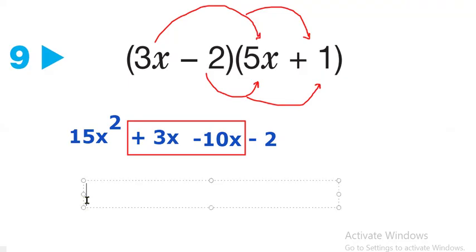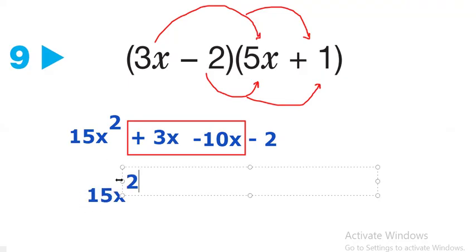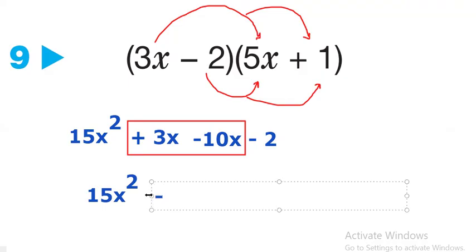So the final answer will be 15x power of 2, which is the same. And then 3x minus 10x is going to be negative 7x. And then negative 2 will be the same because we don't have like terms with it. So the final answer will be 15x power of 2 minus 7x minus 2. Now let's move on to the next question.